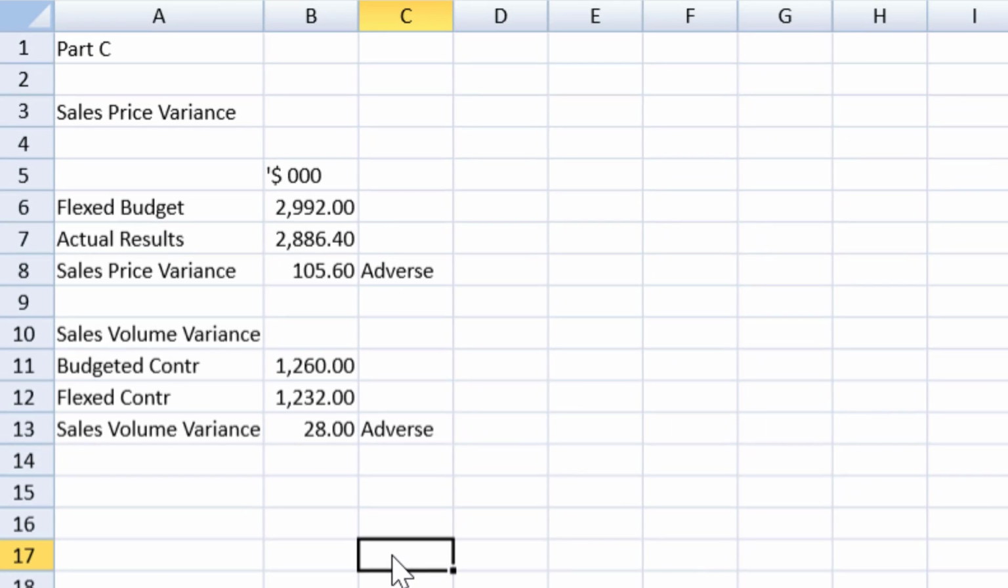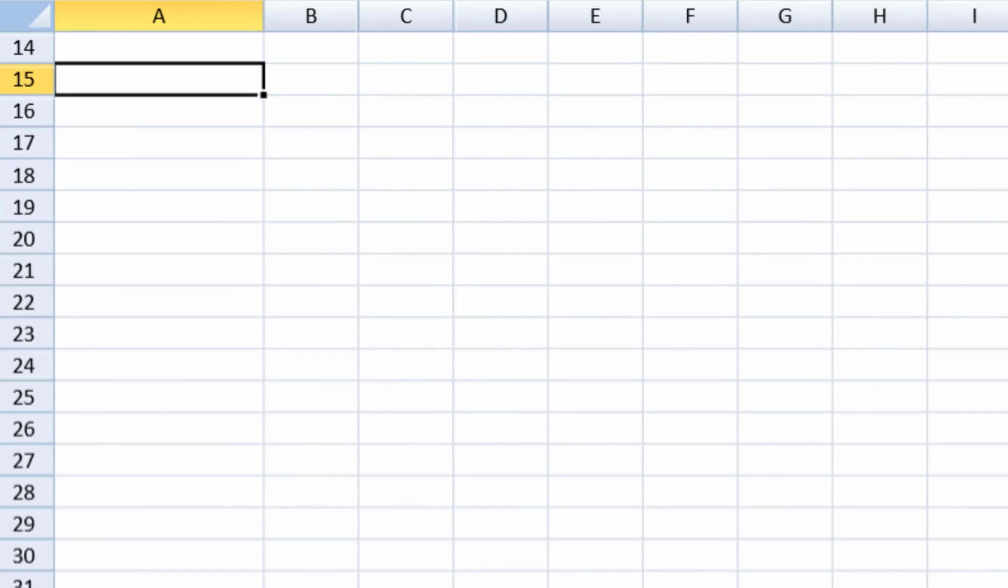Team, there you have it, part C, sales price, sales volume variance. Moving on to part D, market size and market share variances.